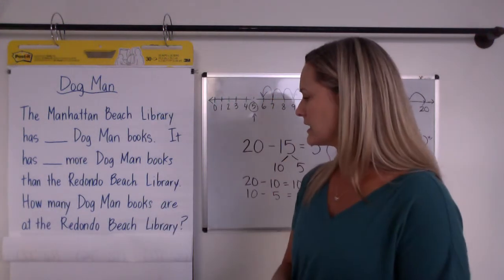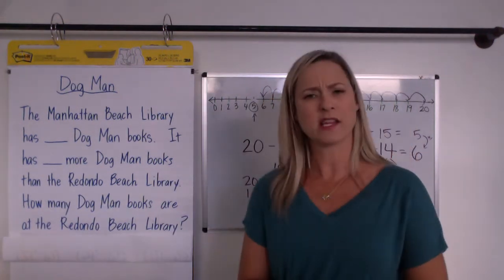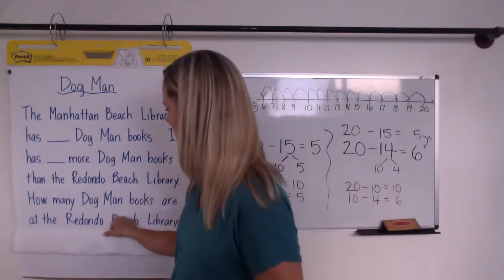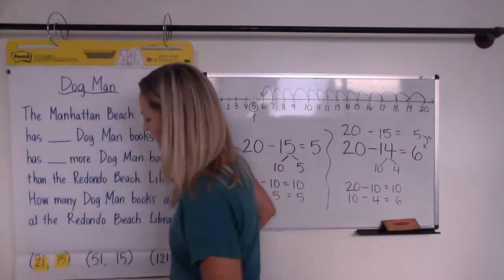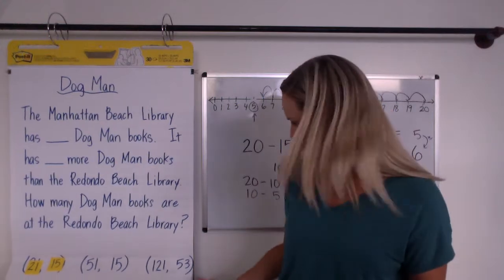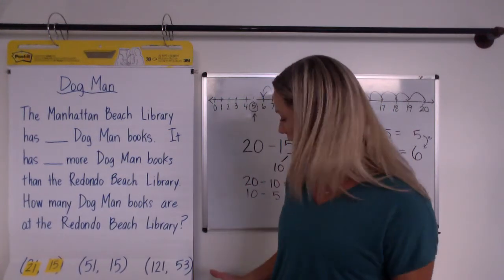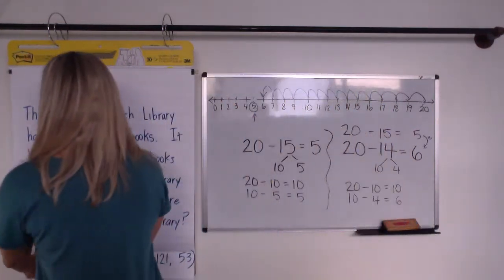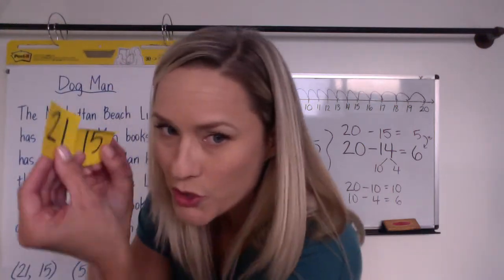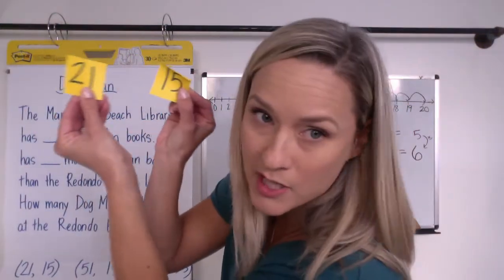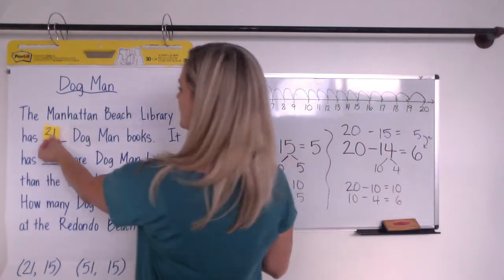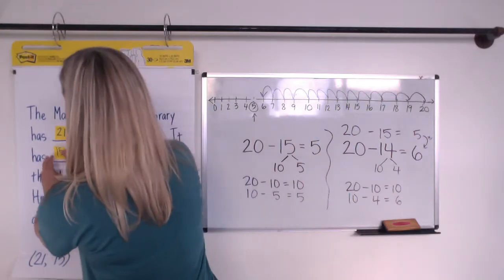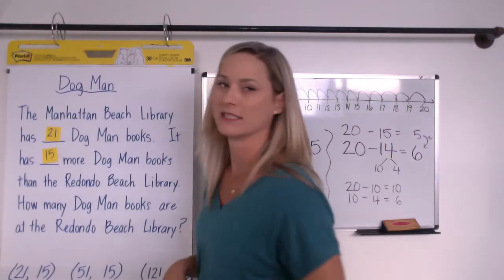All right, so let's see here. I think we need to see some numbers. We've got 21 and 15. We've got 51 and 15. And we've got 121 and 53. Make sure you have a good strategy for these numbers before you choose these numbers. All right, how many times do I tell you? All right, here we go.